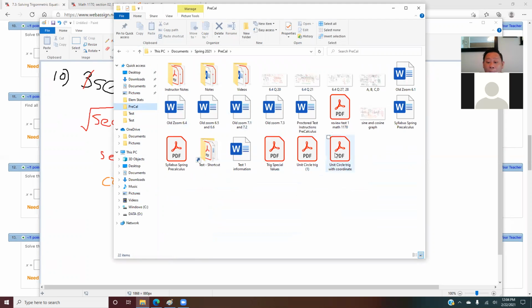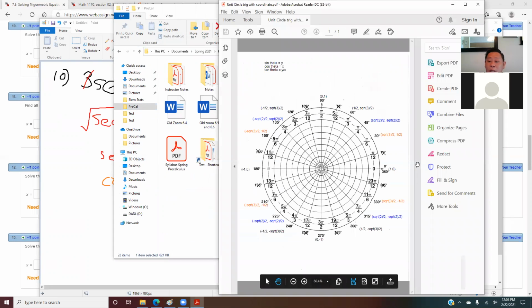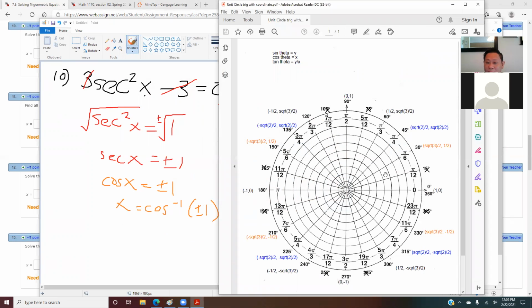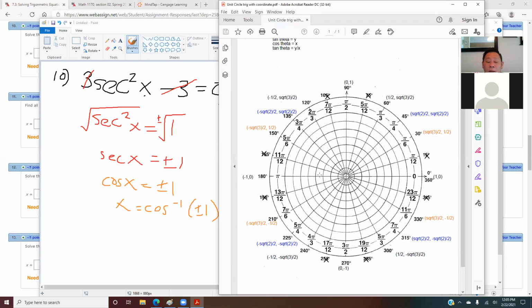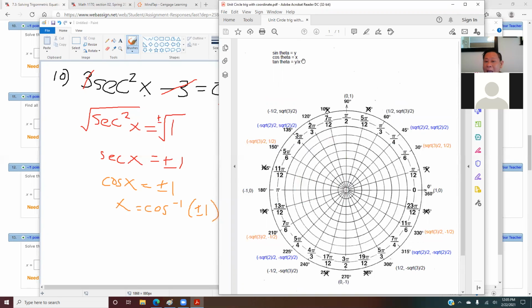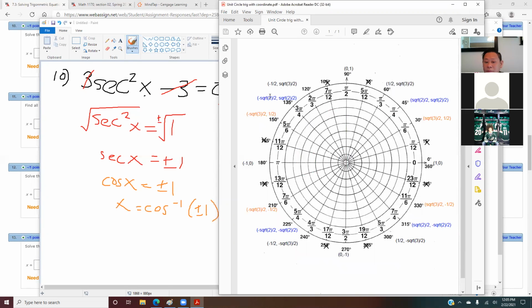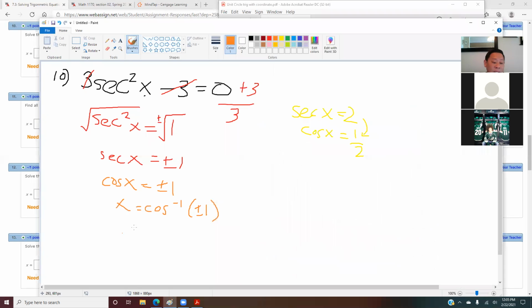Again, class, make sure in your test, your unit circle will be empty like the one I showed you. I won't include anything with numbers like that. So plus minus 1. Cosine in this case is x. Which angle here will give us plus minus 1? Look at the x. Which x value gives us 1 and minus 1? 0 and pi. So your answer in this case will be 0 and pi.